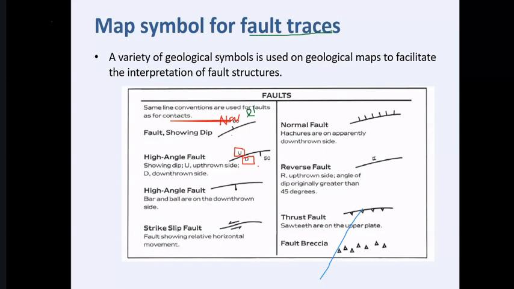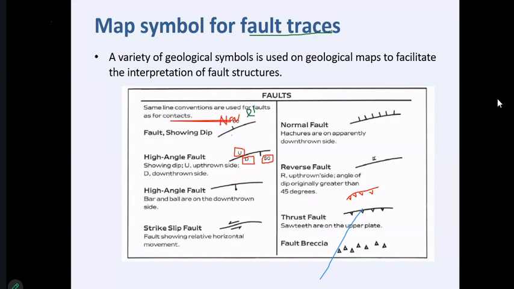This is dipping towards the east, the south, how many degrees? 50. And this tells us we're looking at a strike-slip fault. And this, where you have a sawtooth, like small triangles on it, tells us we're looking at a thrust fault. And sometimes you can have an arrow showing you that you're looking at a reverse fault.